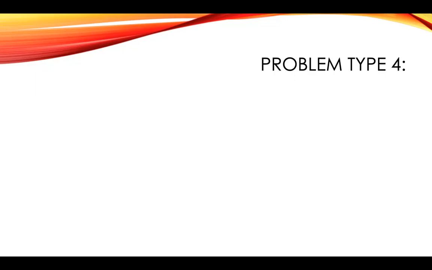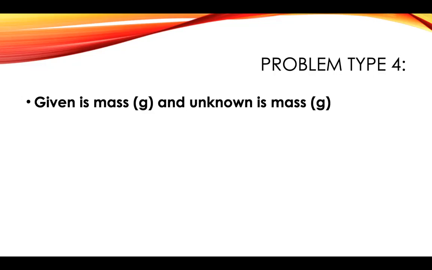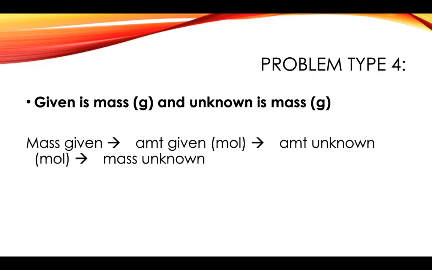The most complicated type is number 4. If you're given a mass and you're asked to find an unknown in mass, in this example, you're going to use the molar mass of your given to change that into moles of given. Then you're going to use your mole ratio to change from given to unknown. And then you're going to use molar mass of your unknown.